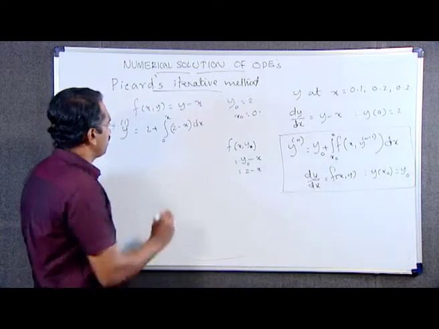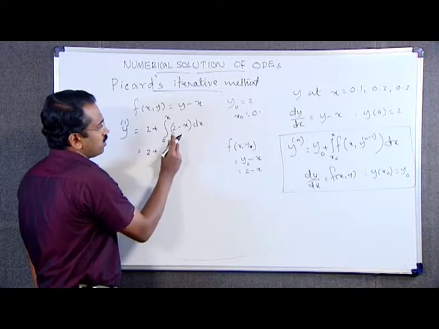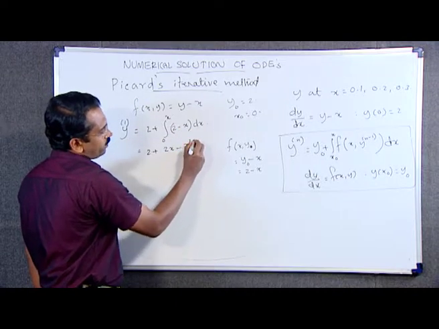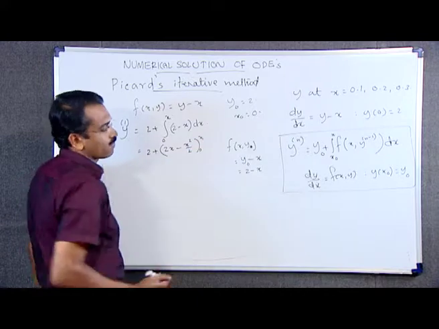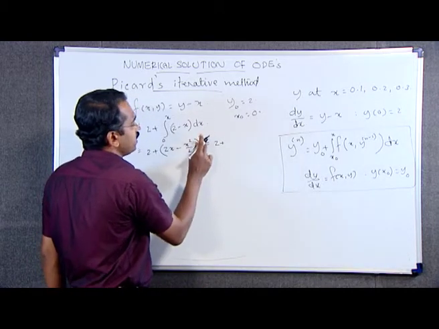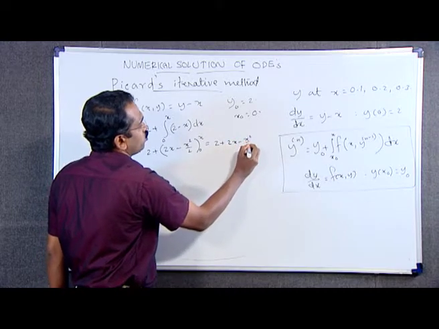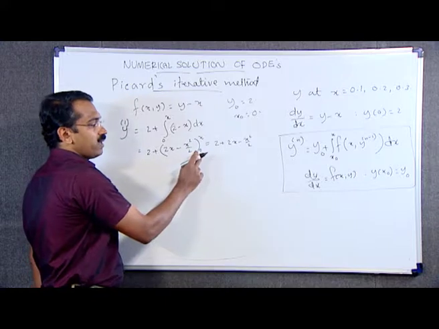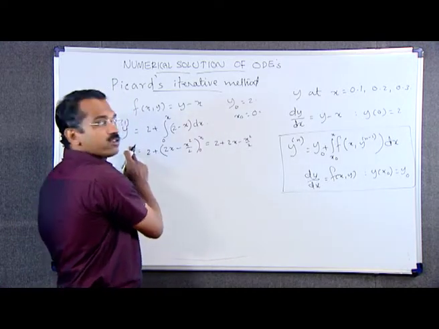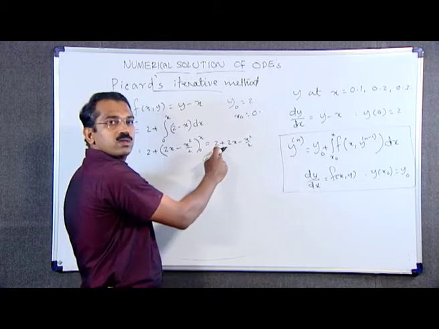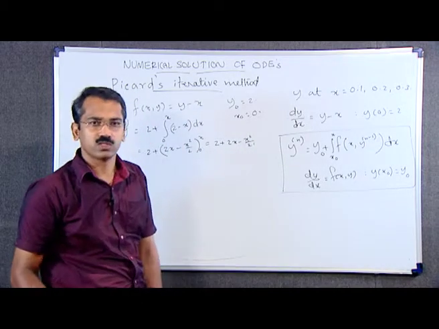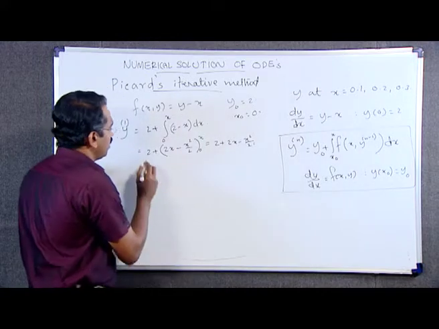On integration, we get 2 plus the integral of 2 dx, which is 2x, minus the integral of x dx, which is x square by 2, between the limits 0 and x. That is equal to 2 plus, on applying the upper limit, 2x minus x square by 2. When x is equal to 0, on applying the lower limit, these two terms become 0. Therefore, y 1 is equal to 2 plus 2x minus x square by 2 factorial. We write 2 factorial for 2 because 2 factorial is 2 itself. This is our y 1.